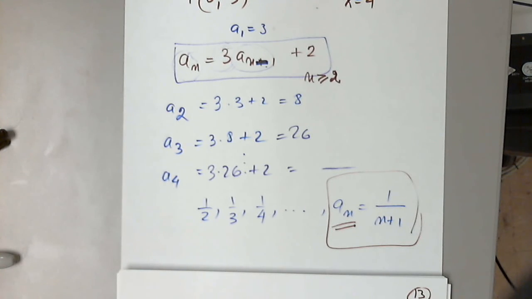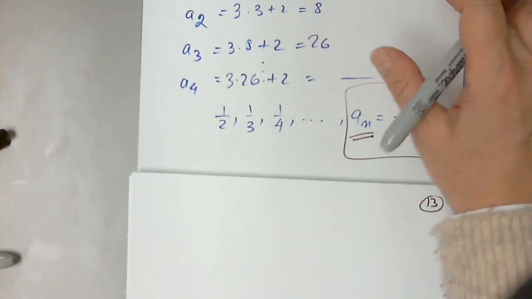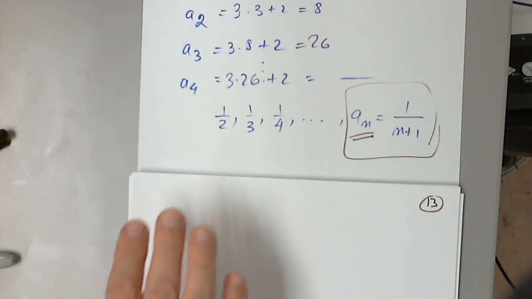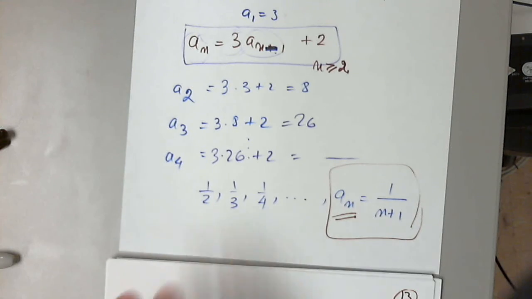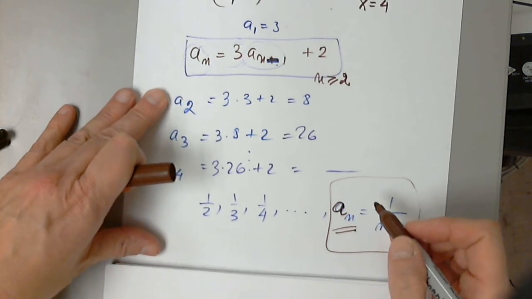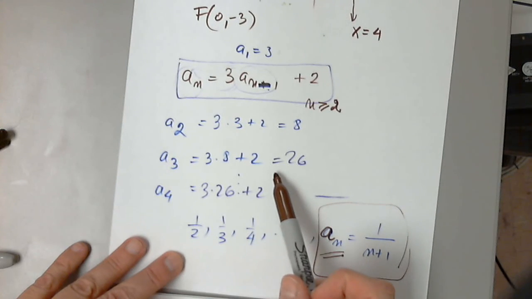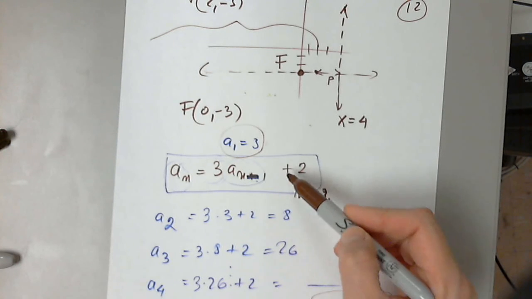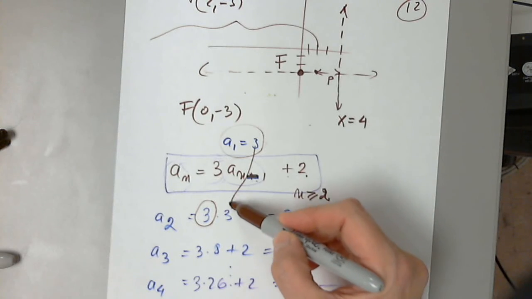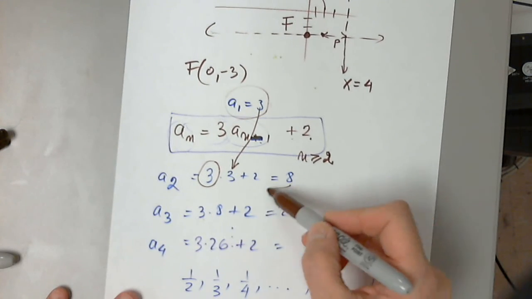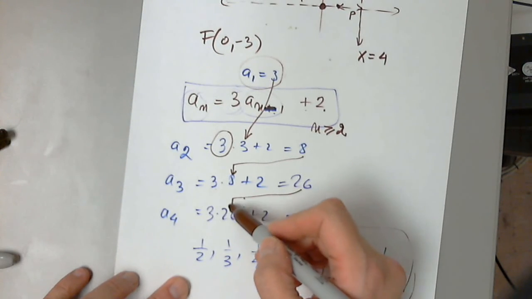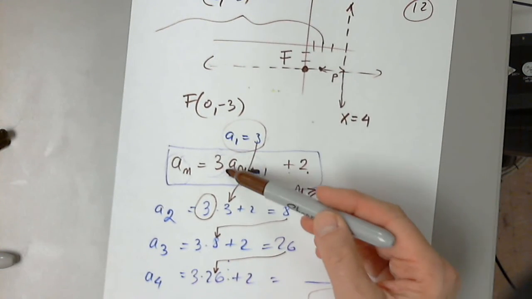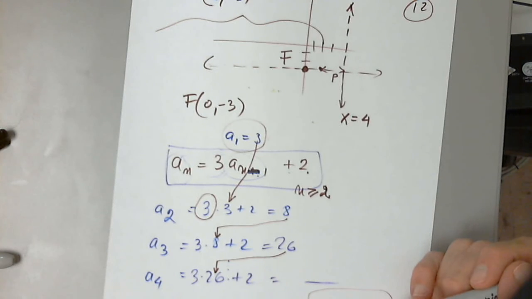Could you give another example? Sure. No, on the previous question, how did we get A2? It's 3 times the previous one plus 2. That's what the pattern is telling us. 3 times the previous term of the sequence plus 2.